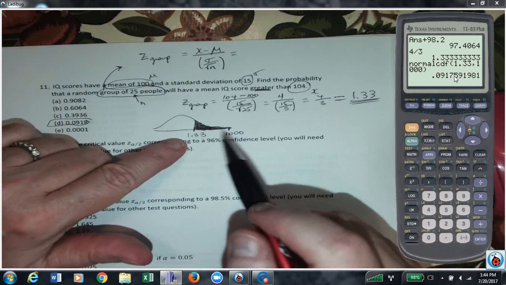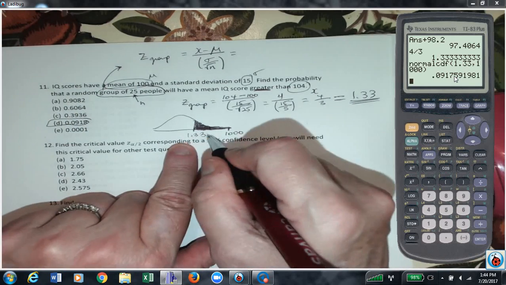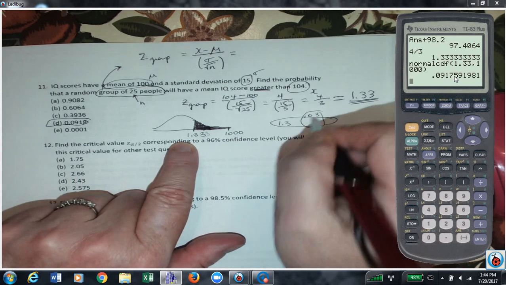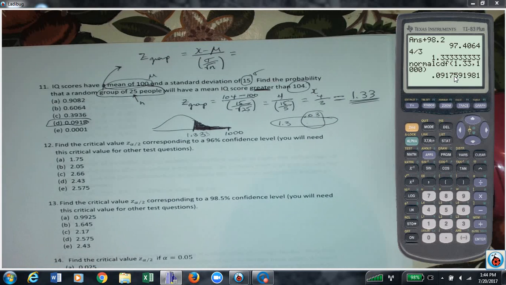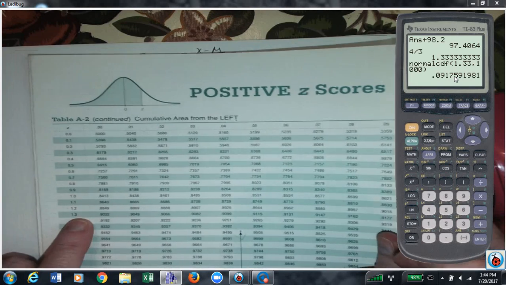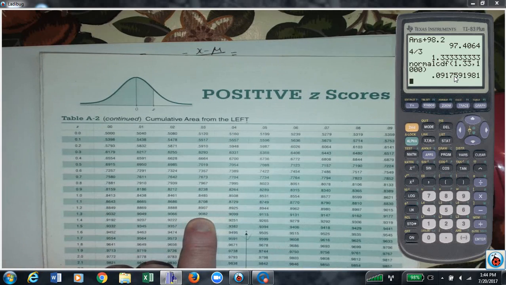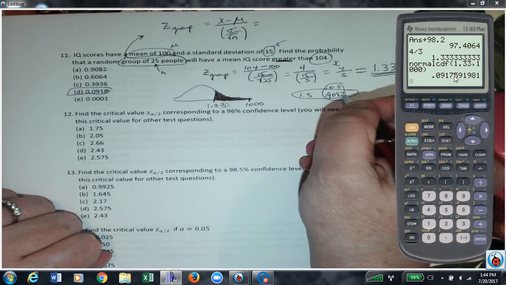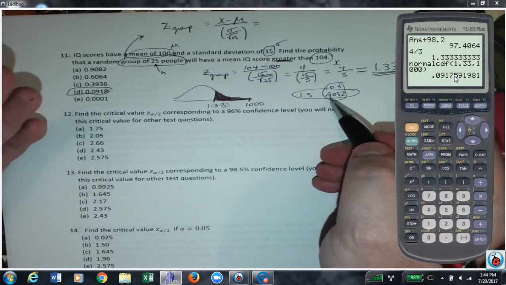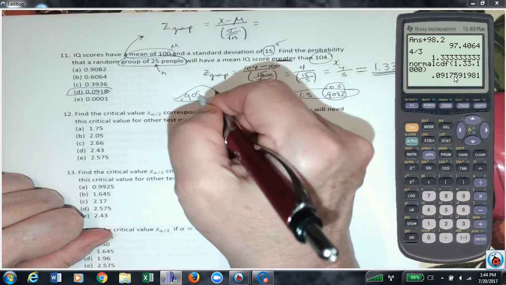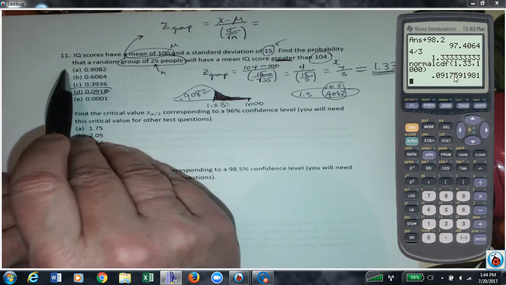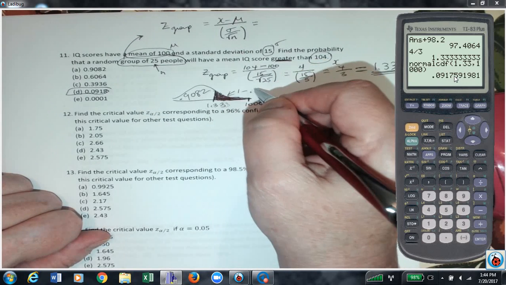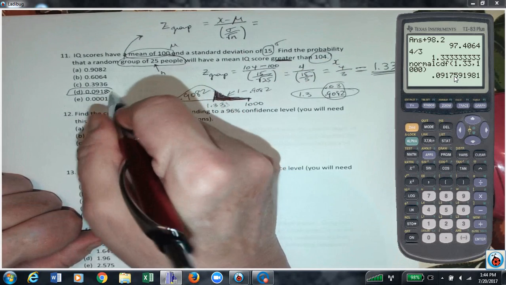The way I could have done it without a calculator is to look this z-score up in the positive z-score chart. So 1.3 and 3, they meet up at 0.9082. But we have to recognize the charts give us left area. We want the right area. So see how A is the sneaky one there. And the right area is 1 minus the left area, which will give us this answer D.